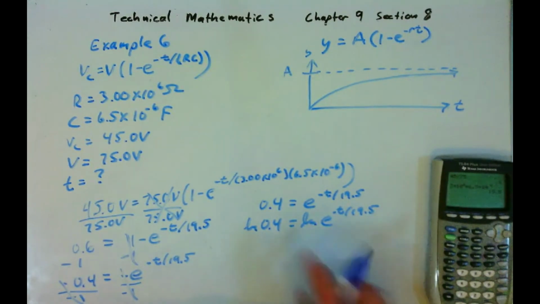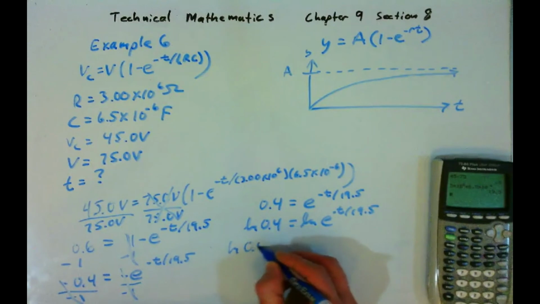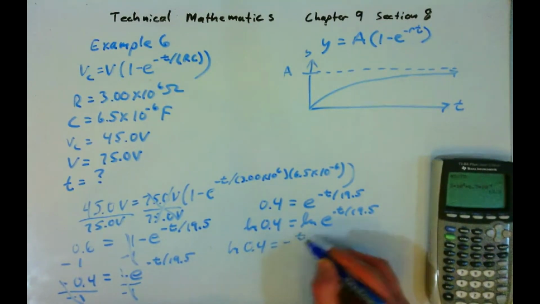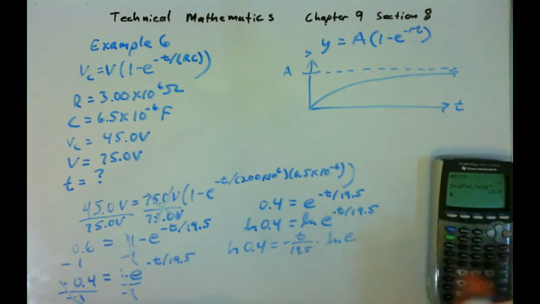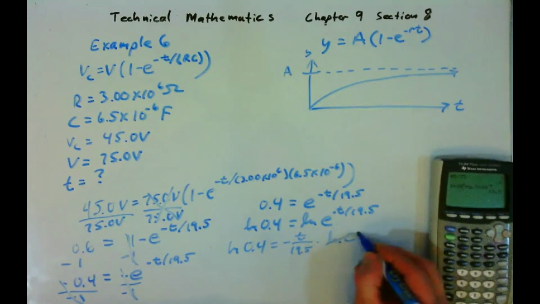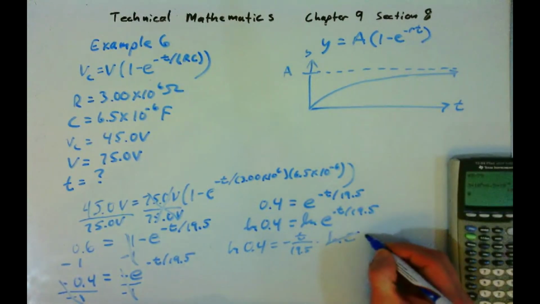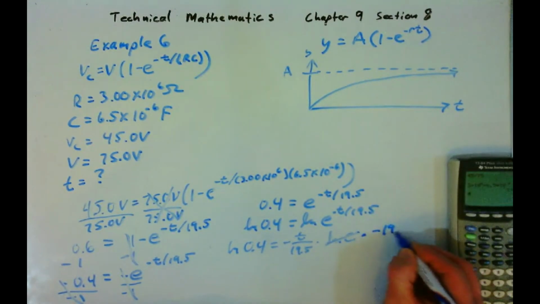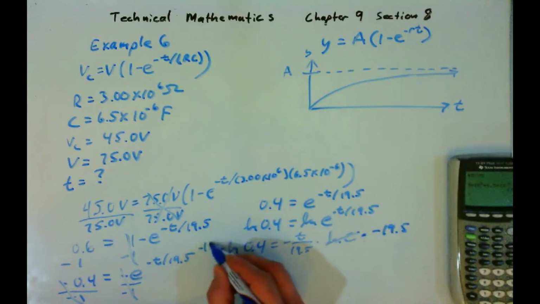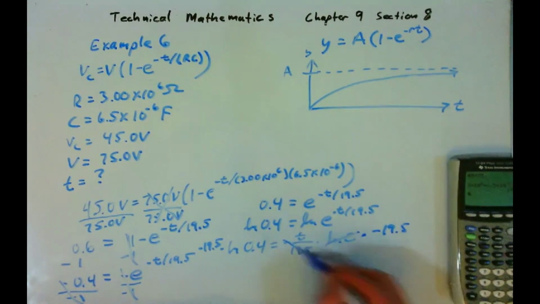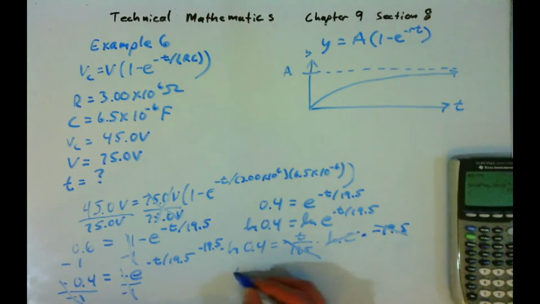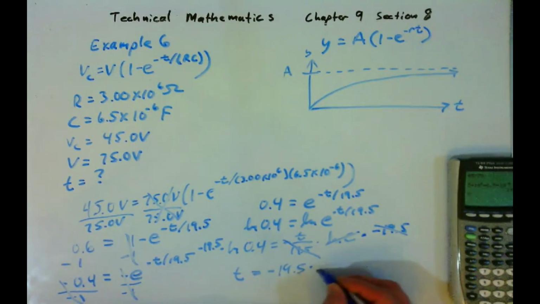That allows me to bring the exponent out as a multiplier. So you get the natural log of 0.4 is equal to negative t over 19.5 times the natural logarithm of e. The natural logarithm of e is 1, so that cancels. And I'm going to want to multiply both sides by negative 19.5. That cancels the negative and the 19.5 over here, leaving us with t. And so t equals negative 19.5 times the natural logarithm of 0.4.